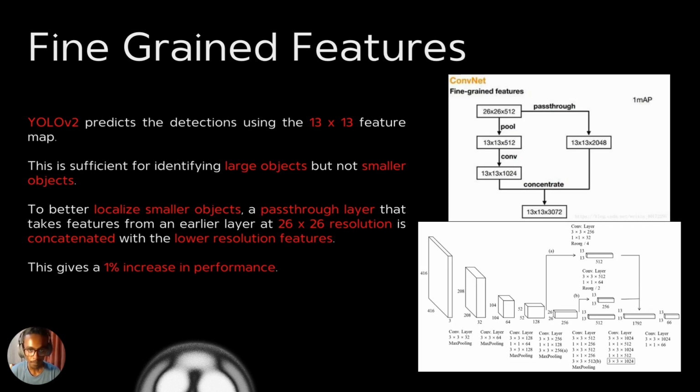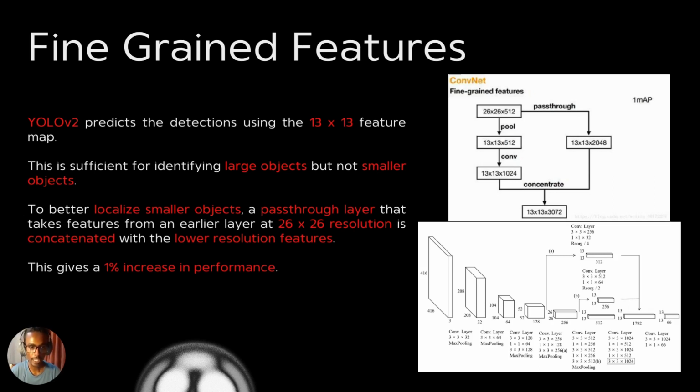Then the pass-through layer is going to take the 26 by 26 by 512 and reshape it into 13 by 13 by 2048. And then we're going to concatenate the output from this one together with the 13 by 13 by 3072. And that's all, because here we're going to concatenate the 13 by 13 by 1024 with the 13 by 13 by 2048, and we're going to have an output of 13 by 13 by 3072.